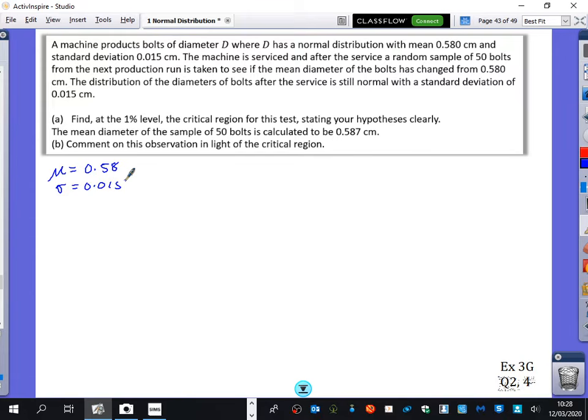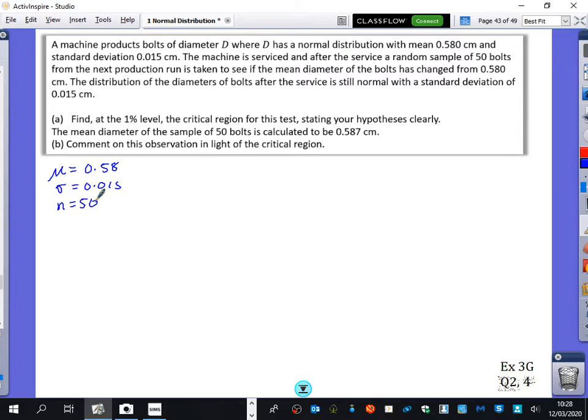The machine is serviced, and after the service, a random sample of 50 bolts from the next production run is taken to see if the mean diameter of the bolts has changed from 0.580 centimetres. The distribution of the diameters of bolts after the service is still normal with a standard deviation of 0.015. That's just telling us everything we already know, to be honest. Find, at the 1% level, the critical region for this test, stating your hypotheses clearly, and then we're going to actually go in to see if something is going to be significant or not.